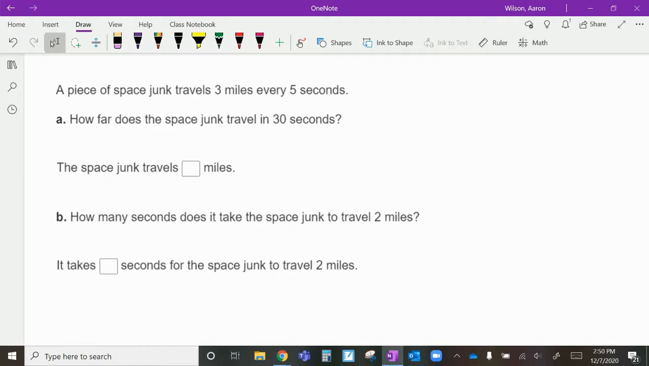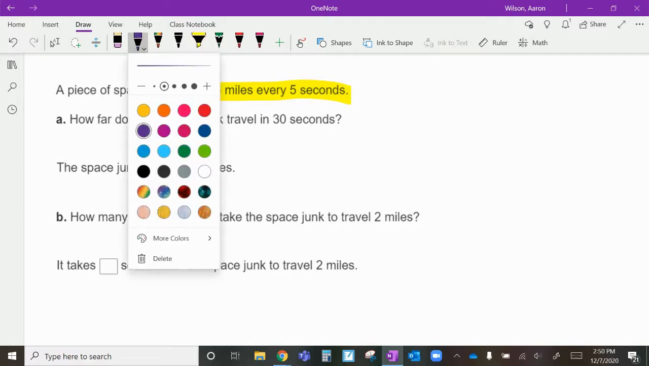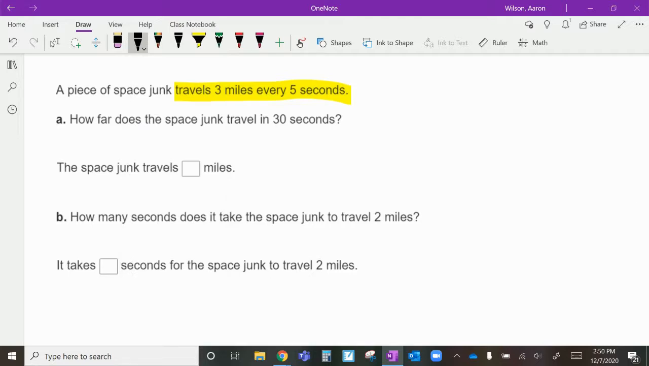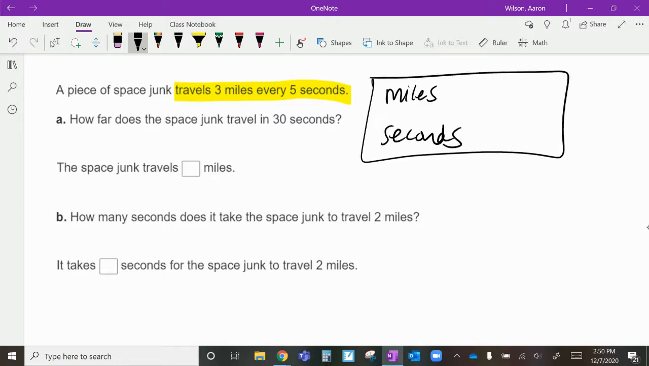A piece of space junk happens to travel 3 miles for every 5 seconds. So I'm going to draw a table to illustrate the miles to seconds comparison. So miles to seconds. And we were told it's 3 miles for every 5 seconds. And then the story continues and reads, how far does the space junk travel in 30 seconds?